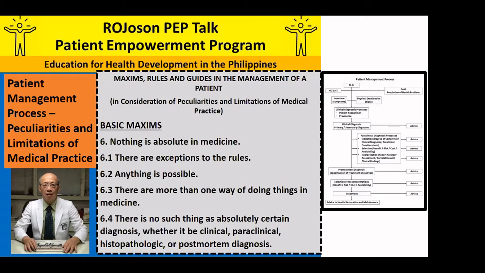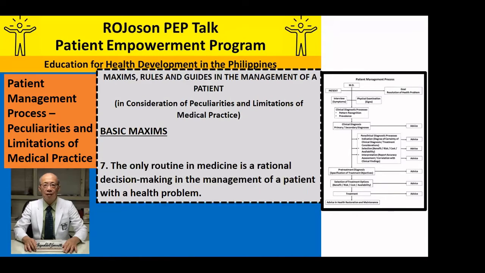Nothing is absolute in medicine. There are exceptions to the rules. Anything is possible. There are more than one way of doing things in medicine. There is no such thing as absolutely certain diagnosis, whether it be clinical, meaning using signs and symptoms, paraclinical, using laboratory, histopath, and or post-mortem diagnosis. Even the diagnosis at death is not totally absolutely certain at times.